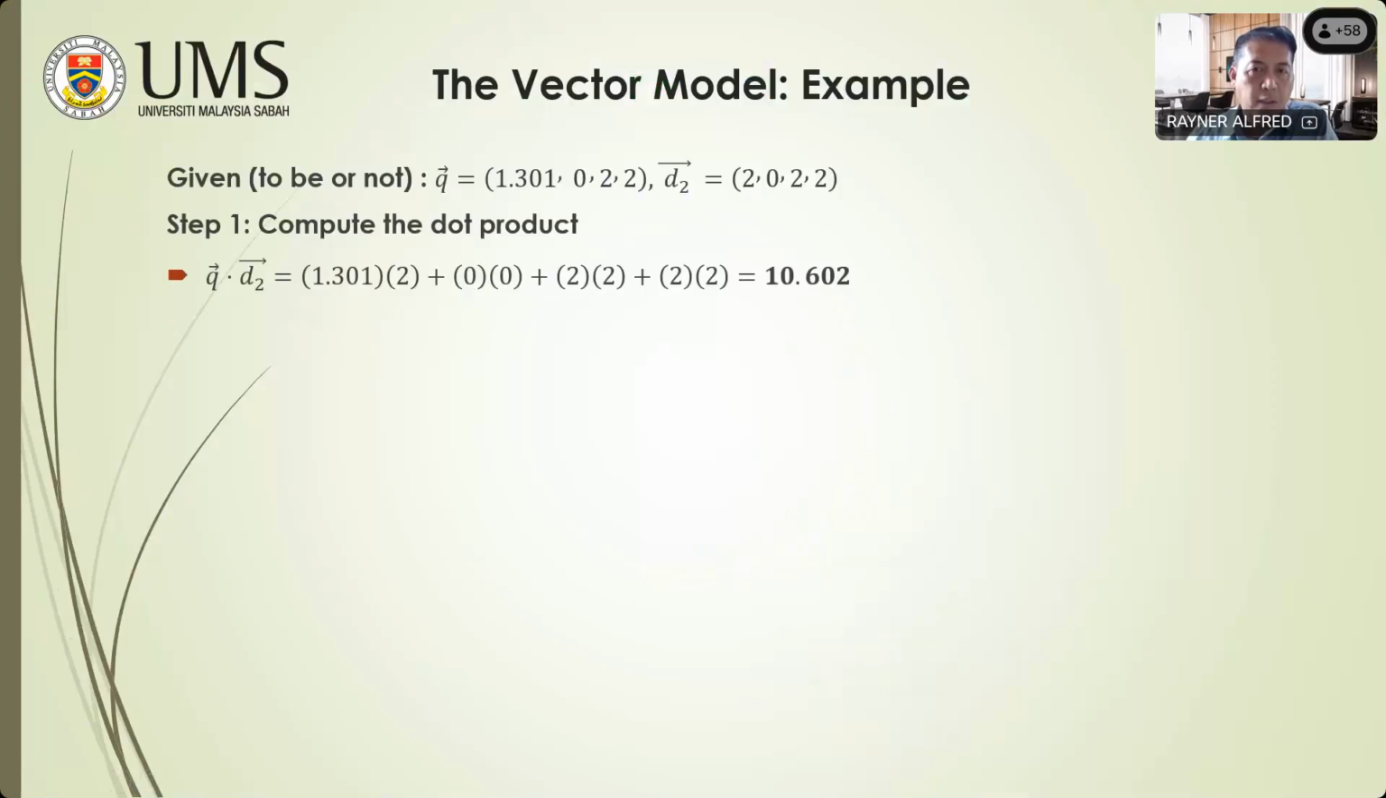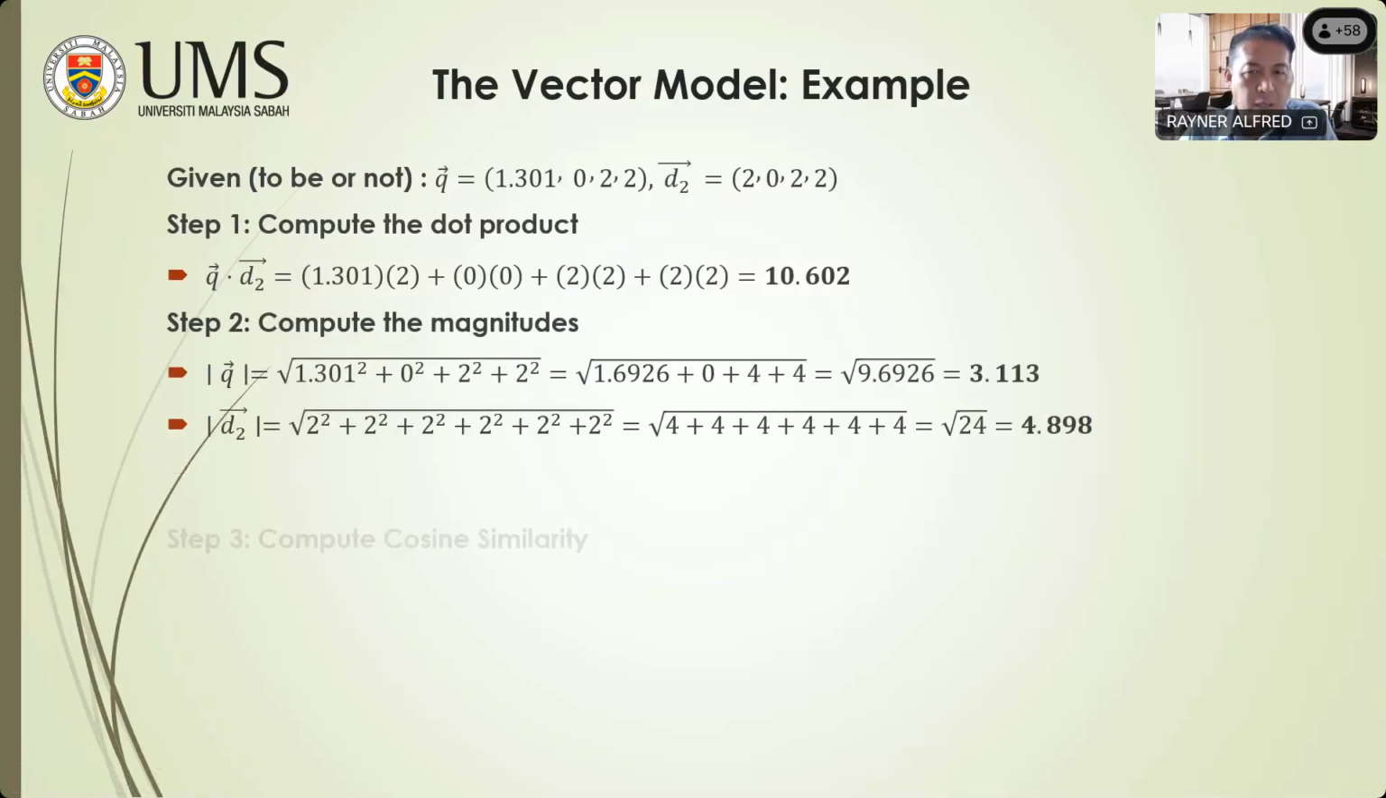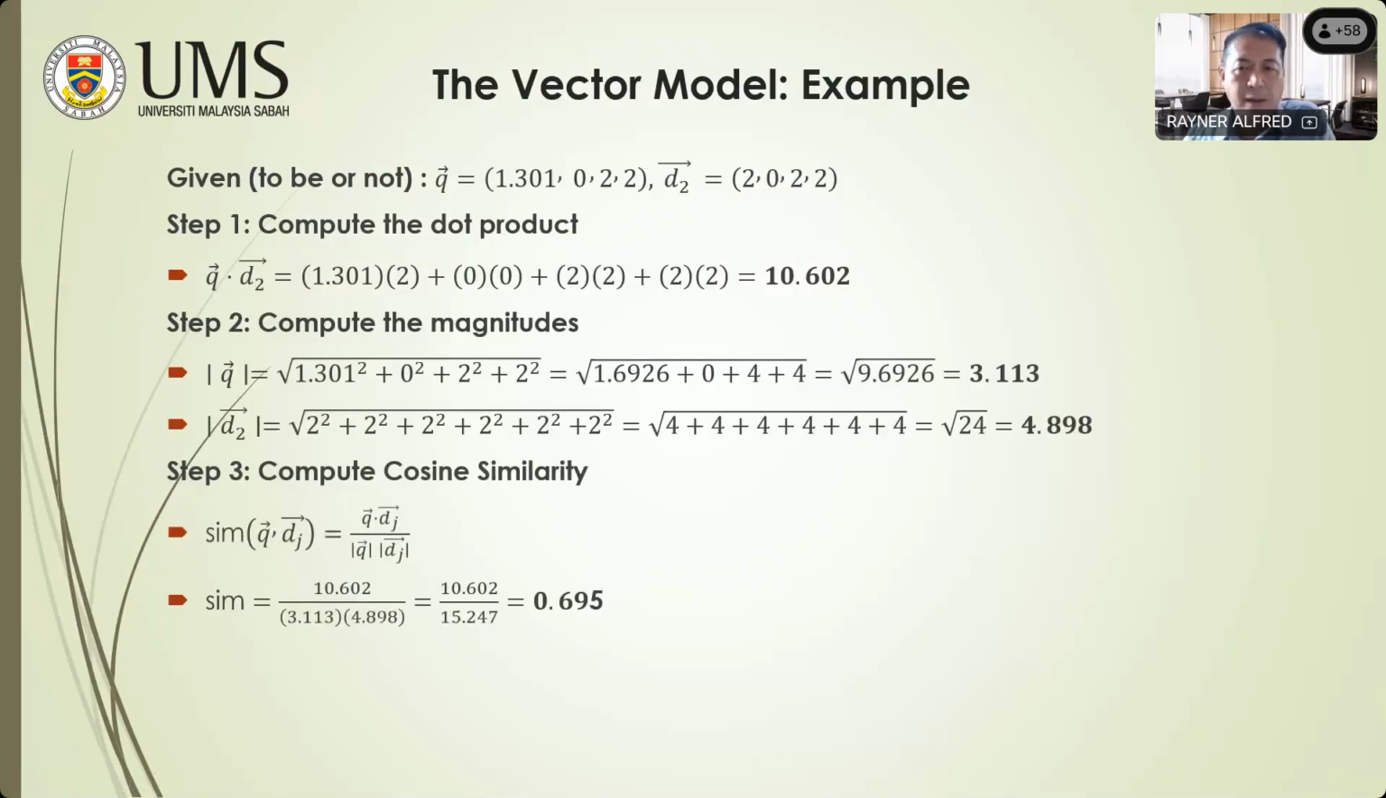Is that correct? This is 4, this is 4. Yeah, correct. So this one is 10.6. So we take the value here for the cosine similarity: 10.6 divided by 15. So 15 comes from 3 times 4.8. So we get this, the final value for the similarity between query and document 2. Okay, so the higher the value, the more similar they are.